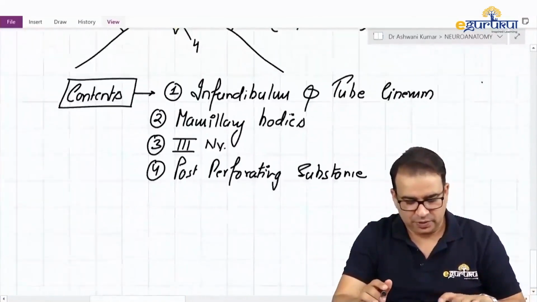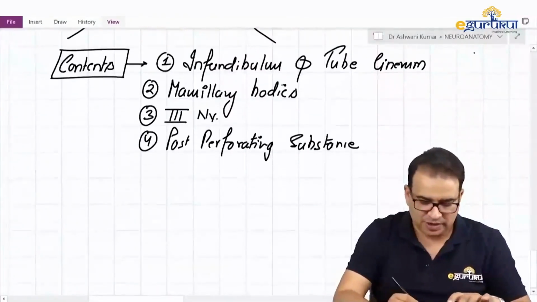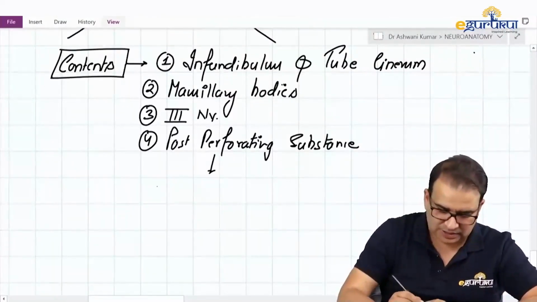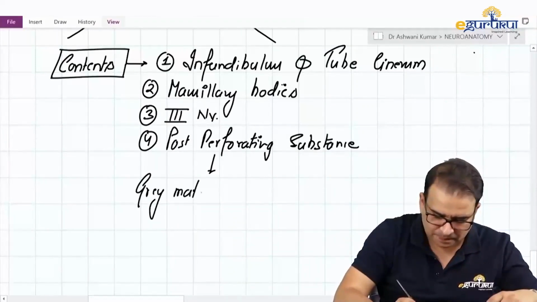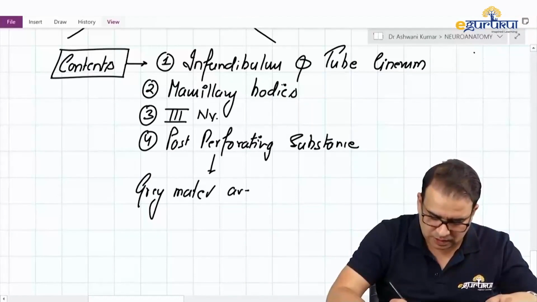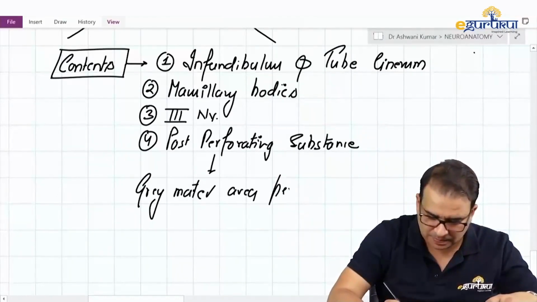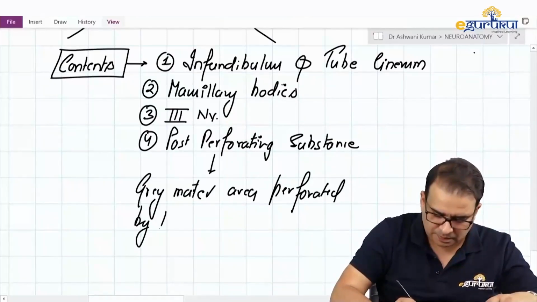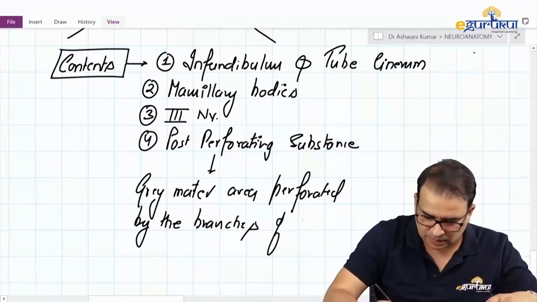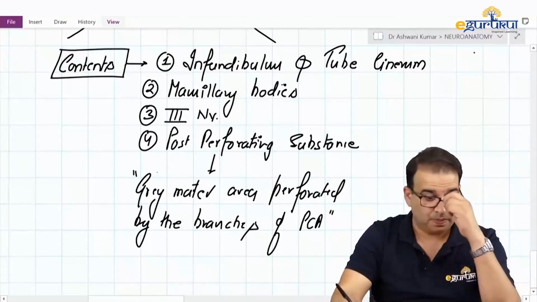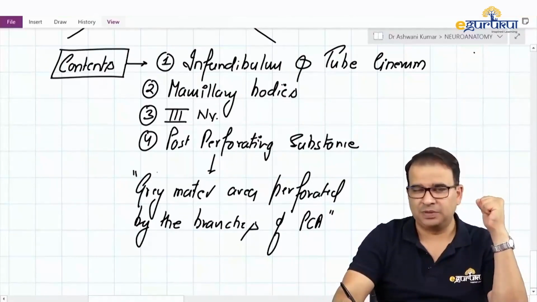Let me just write that for you as well. So what we said, the posterior perforating substance, this here is the gray matter area perforated by the branches of PCA, posterior cerebral artery. Perforated by the branches of PCA.